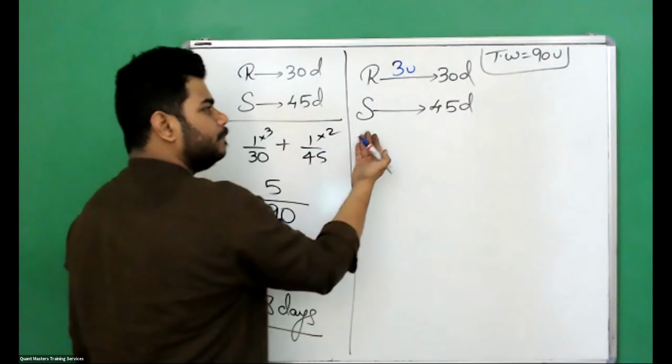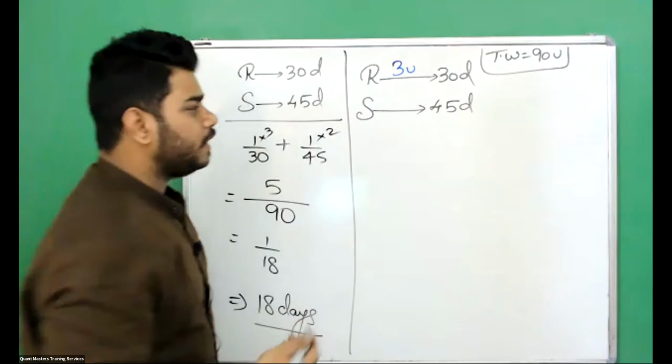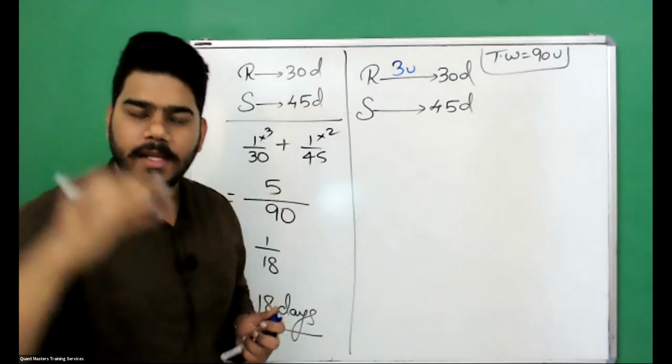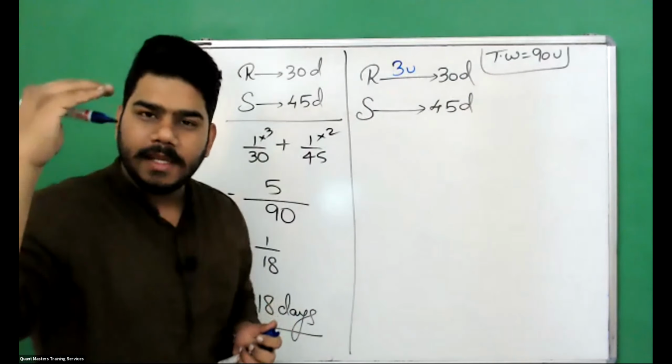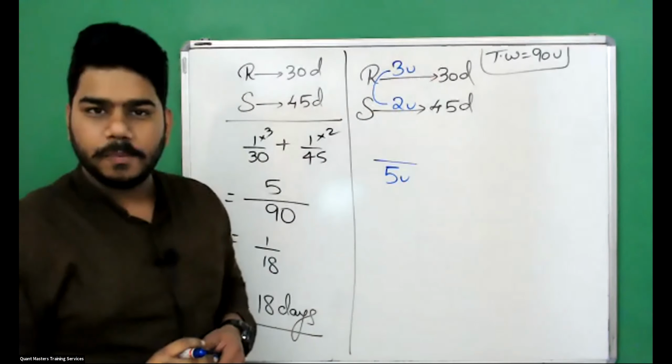Now coming to Sham. Sir, Sham is completing 90 units in 45 days, which means in one day, how much is he doing, sir? 90 by 45. What is 90 by 45, sir? It is nothing but 2 units. Sir, Ram is doing 3 units per day. Sham is doing 2 units per day. If they work together, they are completing how many units per day? They are completing 5 units per day.